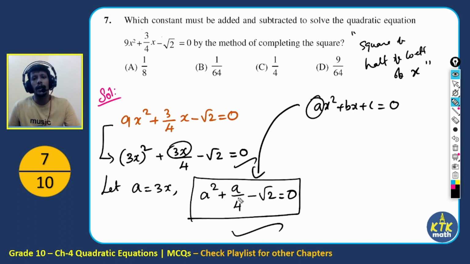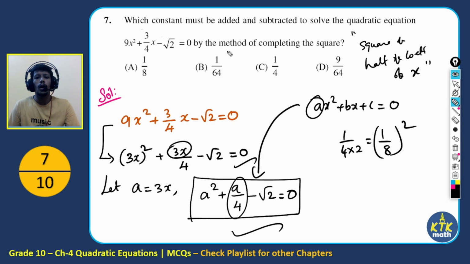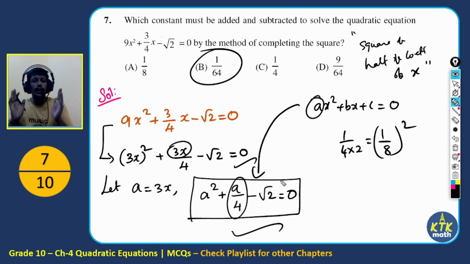Now here you can calculate. What is your coefficient of a? This is your coefficient of a, 1 over 4, and half of that is what? Half of that means I need to multiply 2 with the denominator, 1 over 8, and square of this is 1 over 64 is the answer. Try to understand. Don't think that blindly we need to take the middle number and square it. It is not like that.